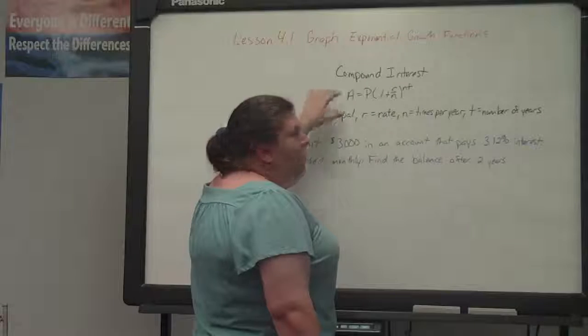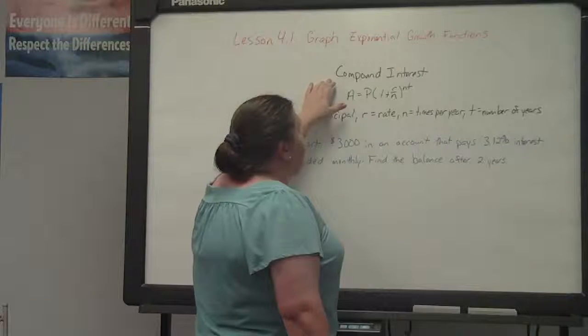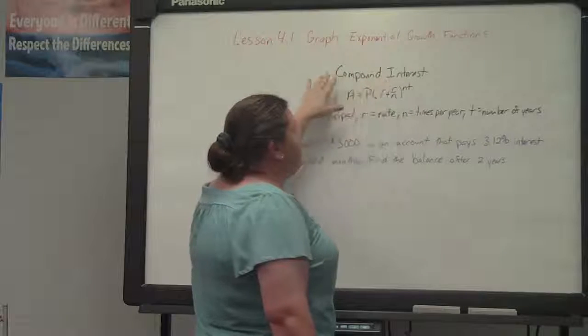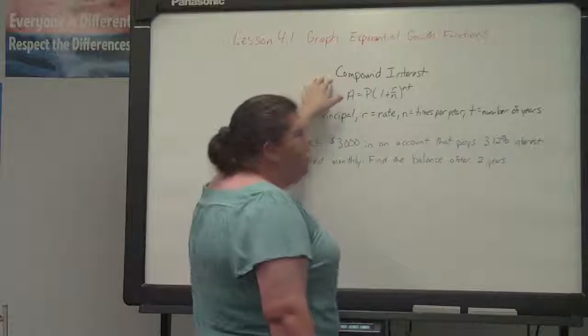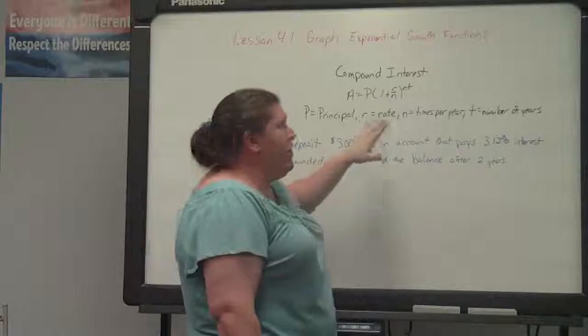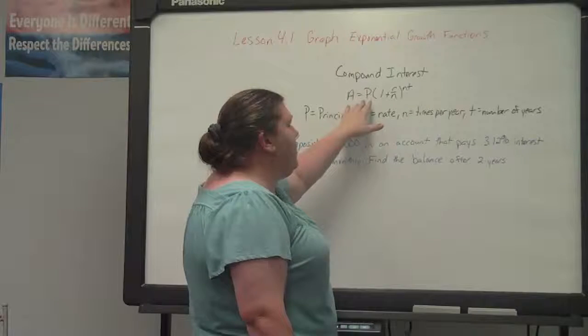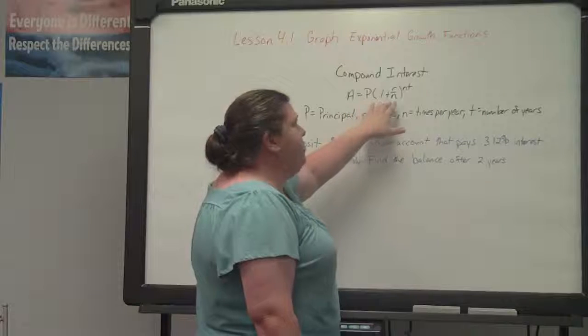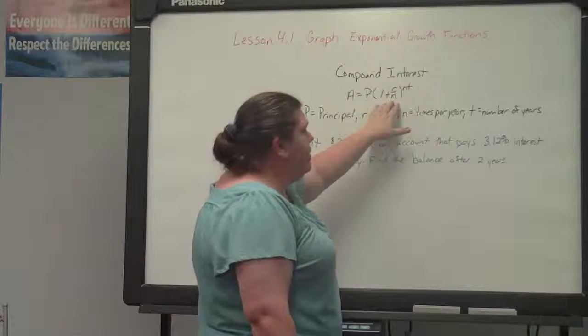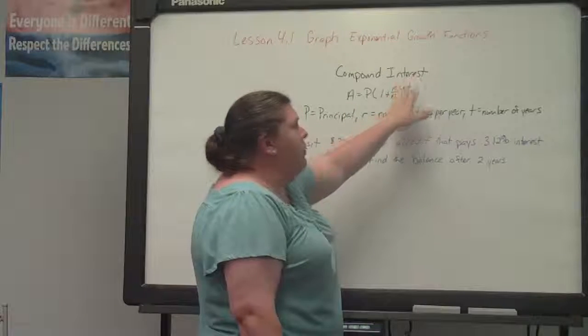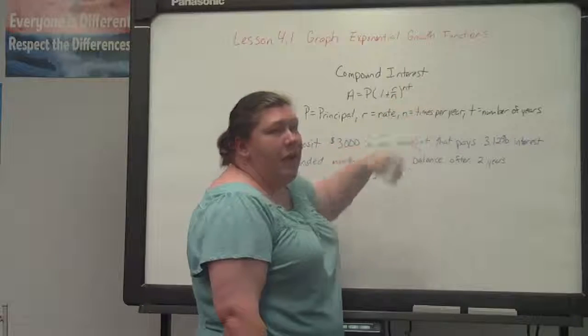The last concept that we want to talk about under the exponential growth functions is compound interest. The formula you're going to use with compound interest is A equals P times (1 plus R over N) to the nt power.